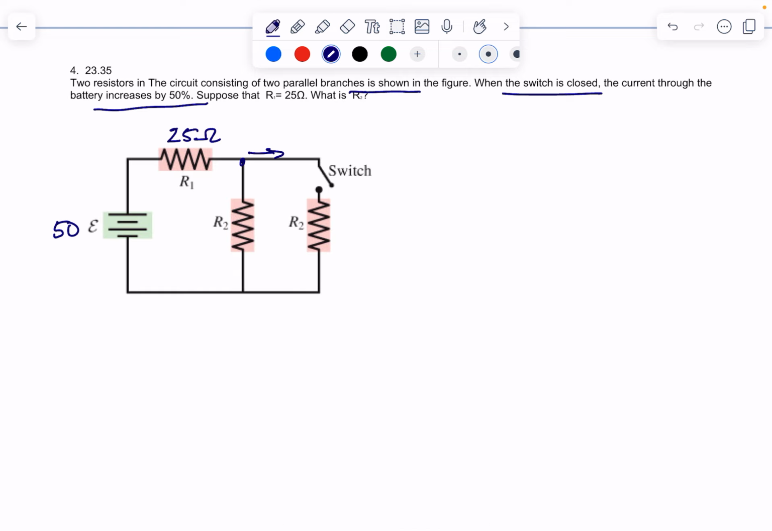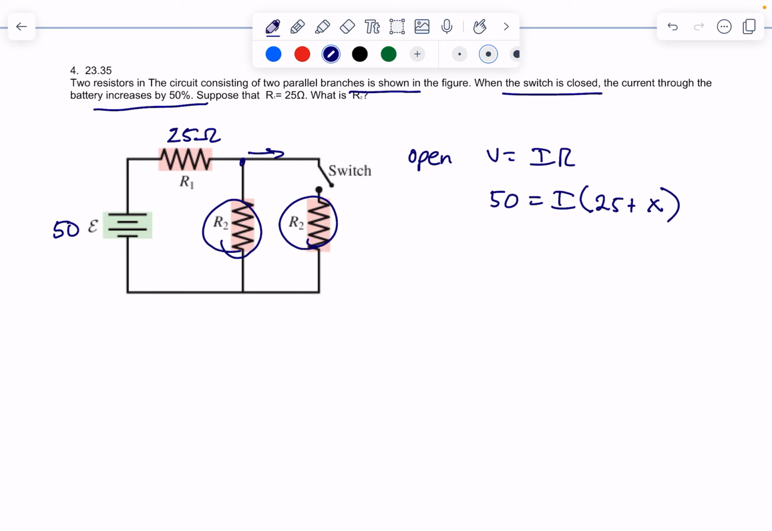So the total current, with an open switch, I can say V equals IR: 50 equals I times (25 plus X), where R2 and R2 are the same, and I'll just call it X. I'm solving for X. Okay, now I have an I and an X, so I'm not done, right? And that is the first situation, and that's the total there.